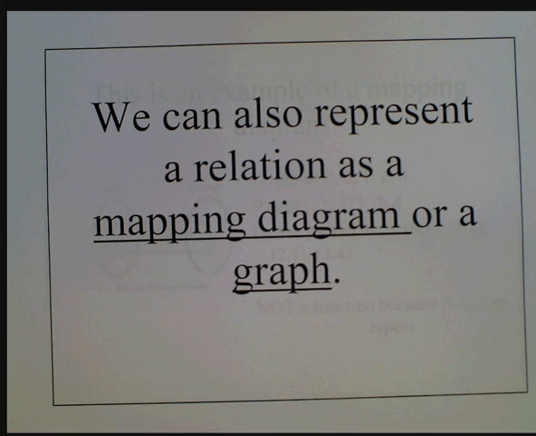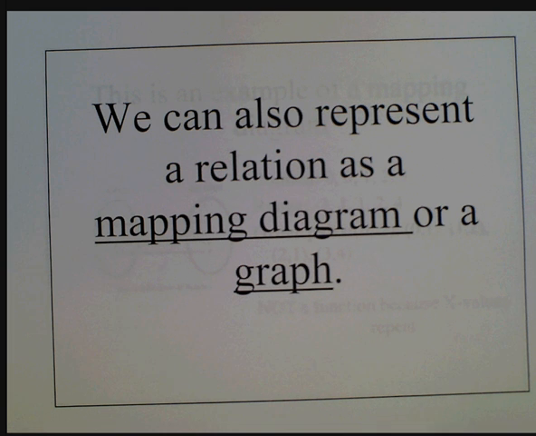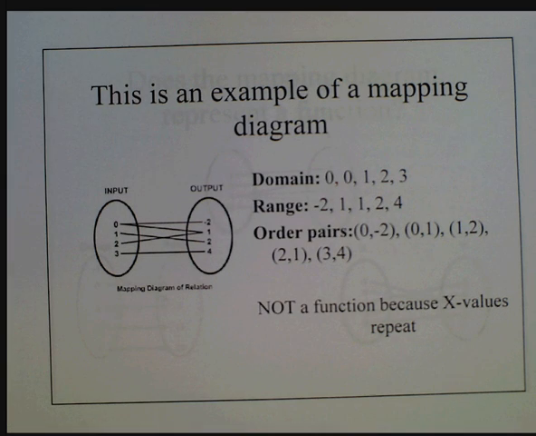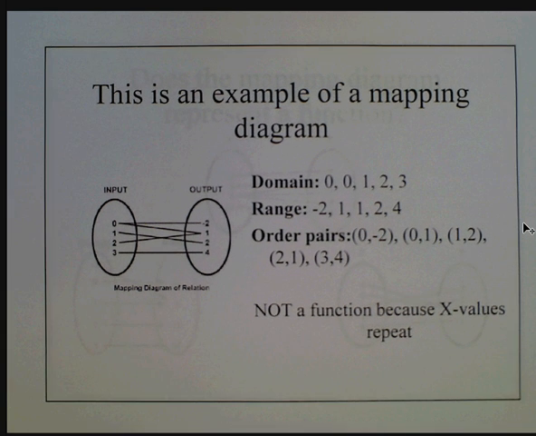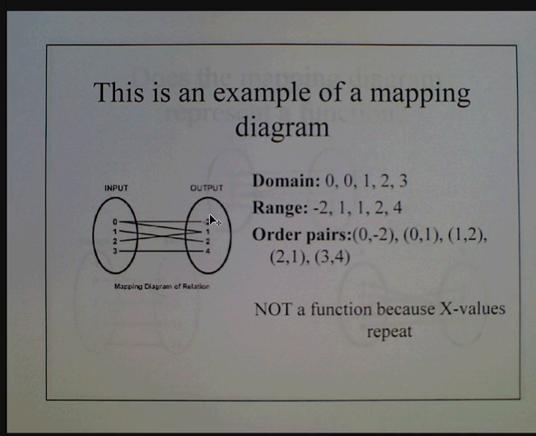Alright, now let's look at some other ways relations can be displayed. They can be displayed as a mapping diagram or as a graph. First, we're going to look at mapping diagrams. This is an example of a mapping diagram. So here's the diagram. You have a circle that represents the input values, and you have a circle that represents the output values. So in the input, this is our domain. We have 0, 1, 2, and 3.